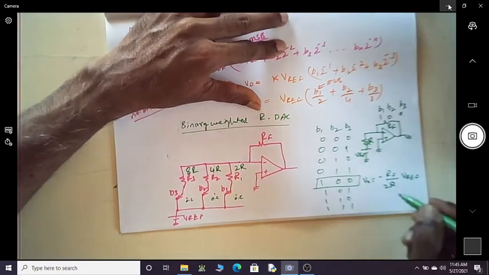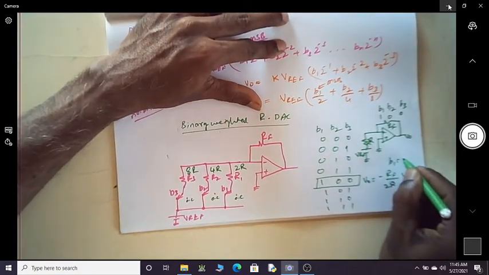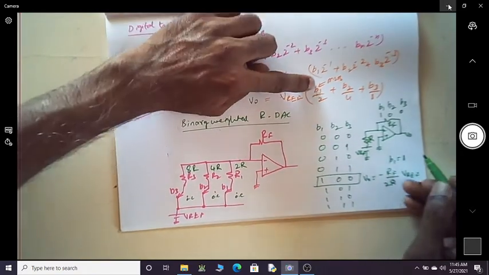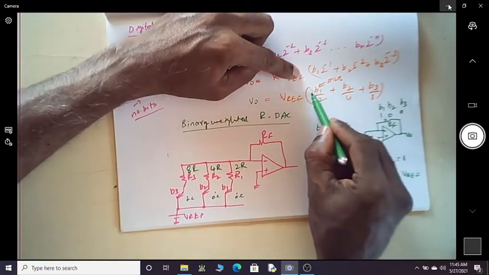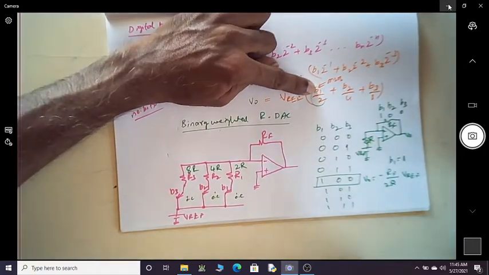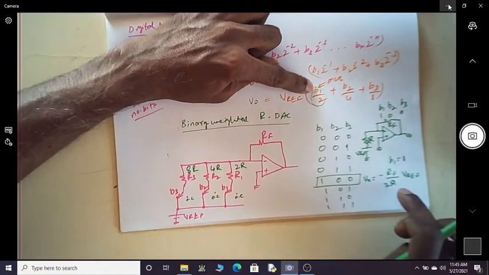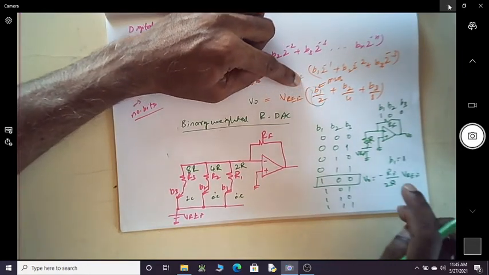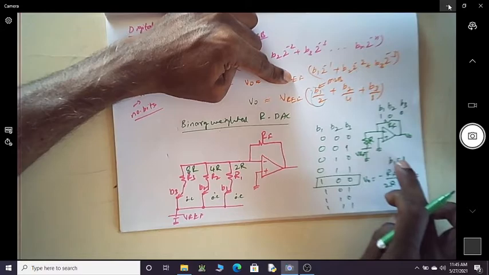Now we can see this is when B1 is equal to 1. So when B1 is equal to 1, only when B1 is equal to 1, you are supposed to have a weight of divided by 2. So this is the output only when B1 is 1.